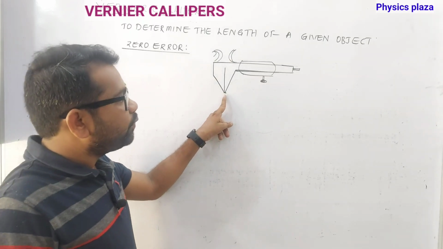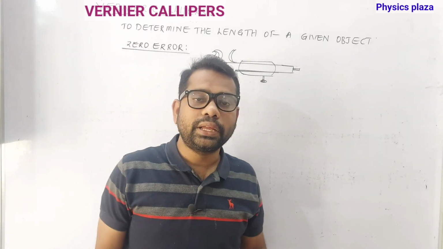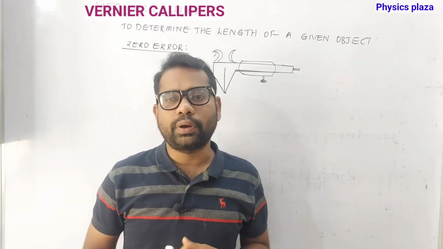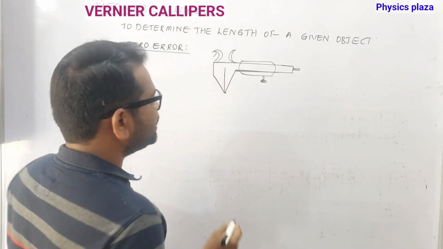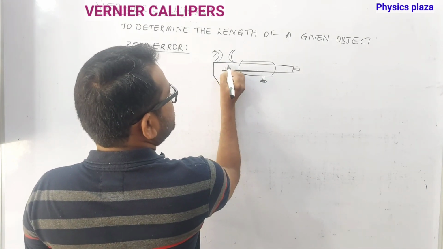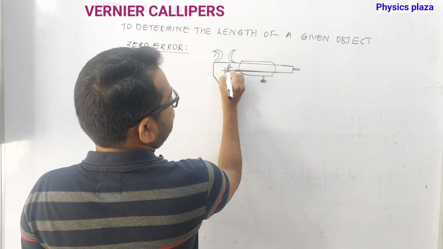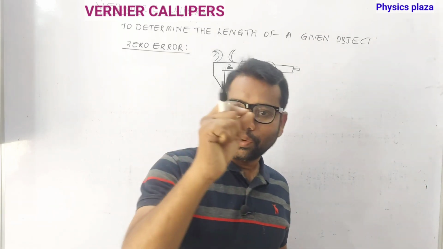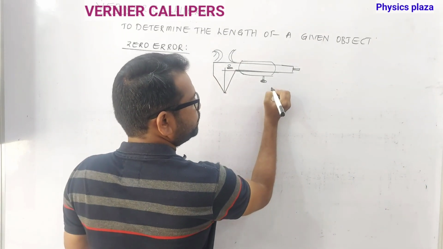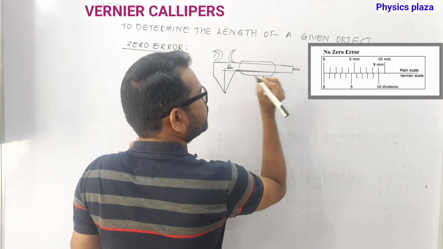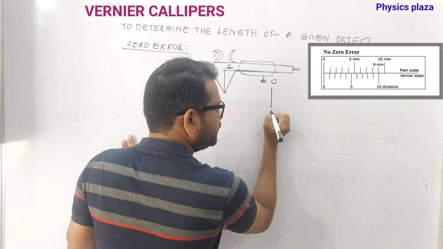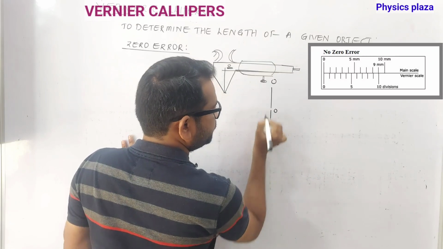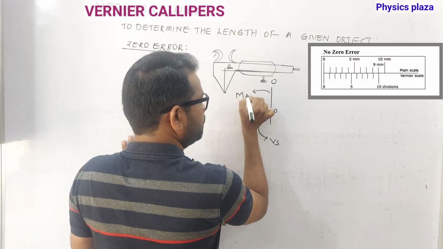So here we are bringing the two external jaws into contact, so that we need to check one important point. What is that to be checked? Look here, children. The main scale has a zero reading, right? Main scale, yes or no? Yes sir, the main scale has a zero reading. And even in the vernier scale also a zero reading will be there. Suppose, children, this is the zero reading of the main scale and this is the zero reading of the vernier scale.